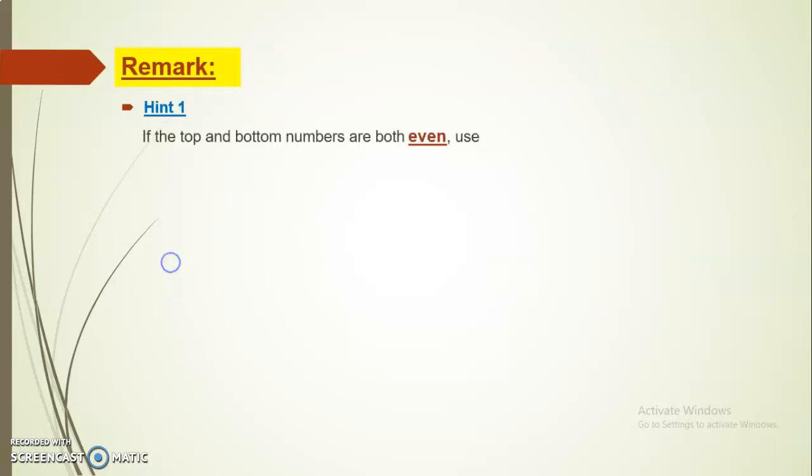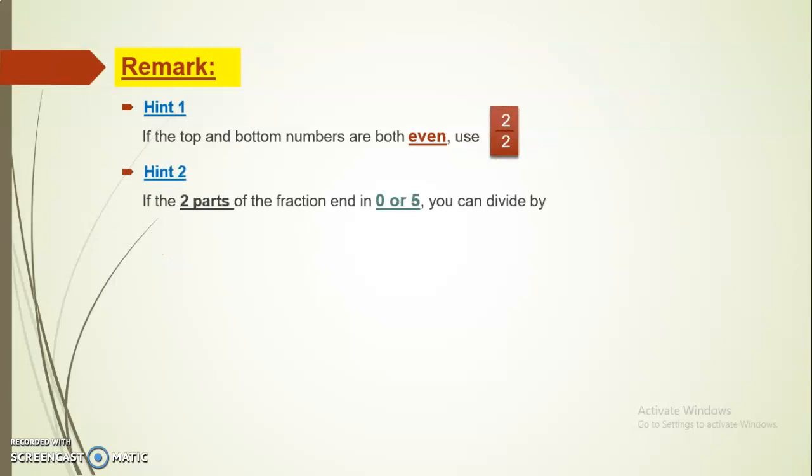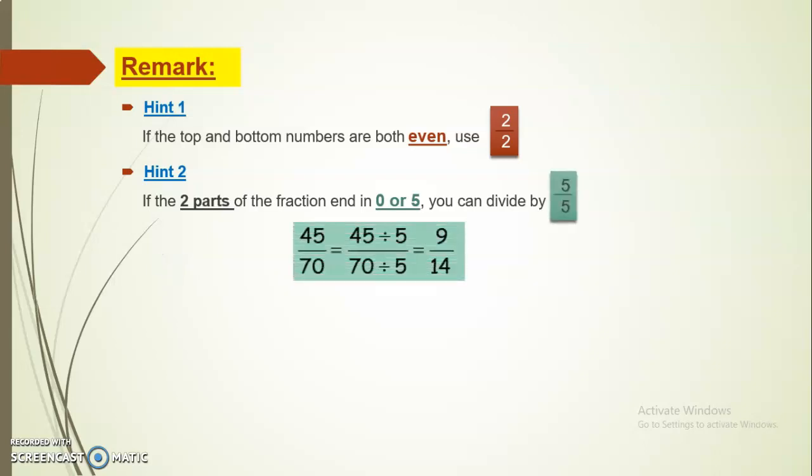Here I have a remark. Number 1. If the top and bottom numbers are both even, use 2 over 2. Number 2. If the two parts of the fraction, numerator and denominator, end in 0 or 5, you can divide by 5 over 5. 45 over 70 equals 45 divided by 5 over 70 divided by 5, it will be 9 over 14.